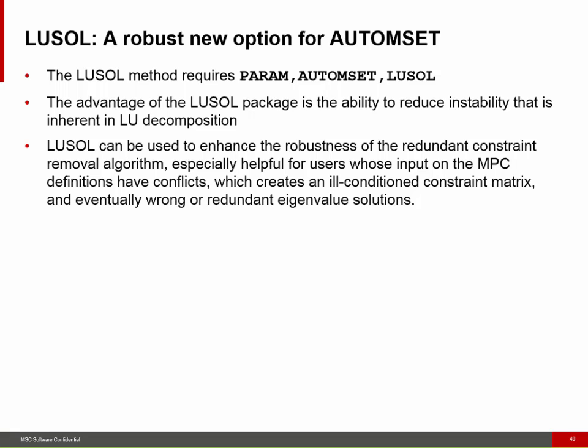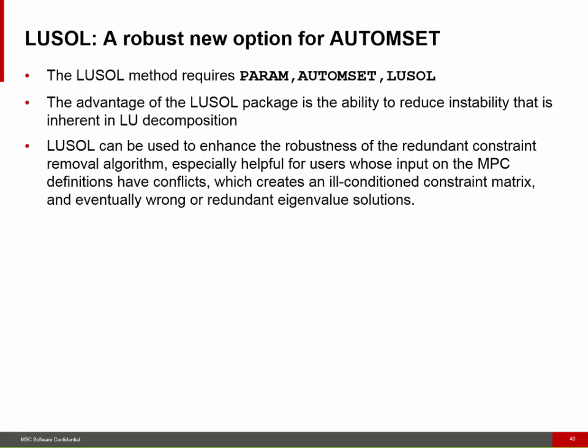I will touch this very briefly because I see that time is running. We have a new robust method for something we call the AUTOMSET, and that's a capability in Nastran to automatically define relationship between dependent and independent degrees of freedom when you use rigid elements and MPCs. And sometimes the default method can have a problem when the constraints are not well defined.